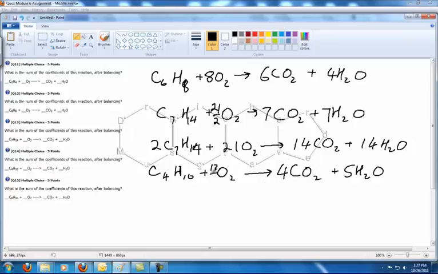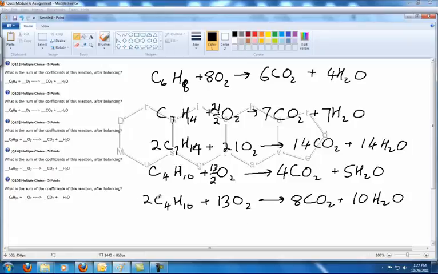So I'll go over here and balance that by putting a 13 over 2 in front of the O2. 13 over 2 times 2 equals 13. So that is now balanced. But to finish this off, I'm going to have to multiply everything out by 2. So it's 2 C4H10 plus 13 O2 will give 8 CO2 plus 10 H2O.